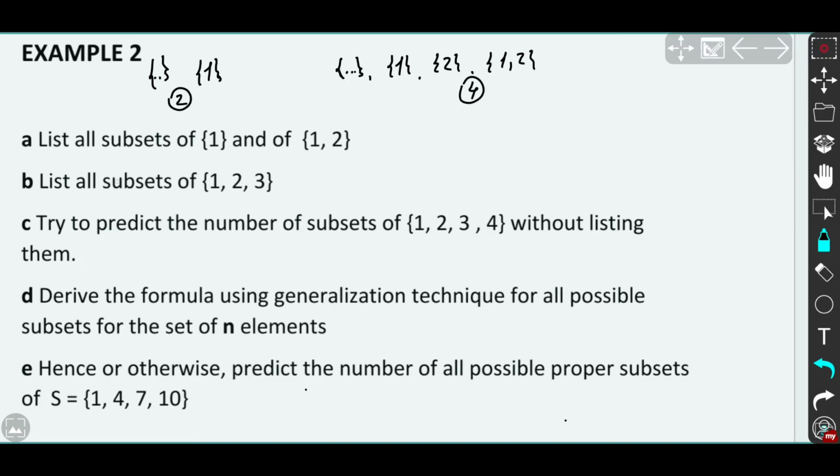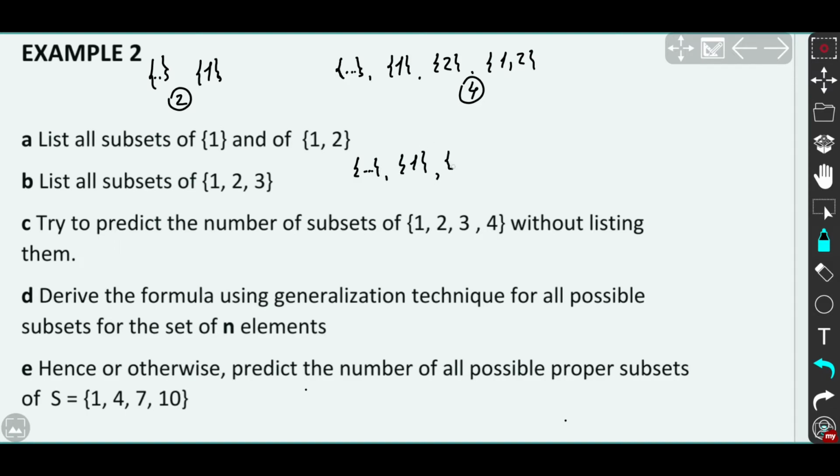Alright, let's get next. So you need to list all subsets for {1, 2, 3}. So in this case, you'll have 3 elements. Alright, so if you can predict, try to predict. If not, just try to work it out, because it's too early, I guess, to predict how many possible combinations of subsets you might have. Alright, so first of all, it's just the empty set. Next one is just {1}.